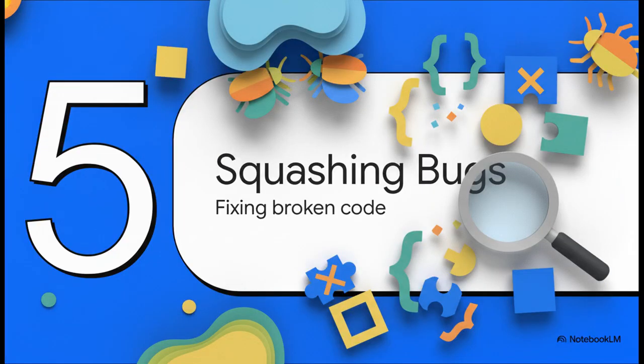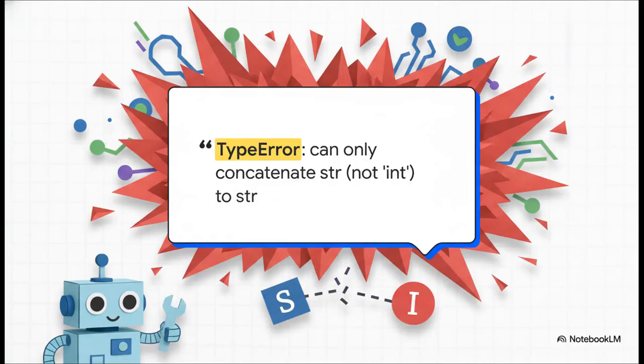Section 5, squashing bugs. Type errors. Fixing broken code. Okay, let's shift gears for a minute, because no matter how careful you are, your code will eventually break. And you know what? That is completely okay. It's just puzzle solving time.